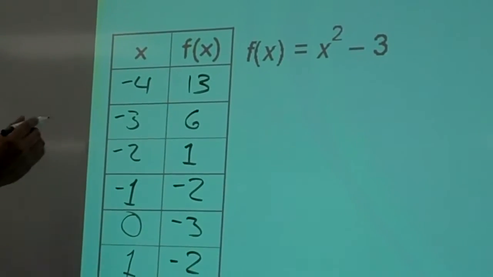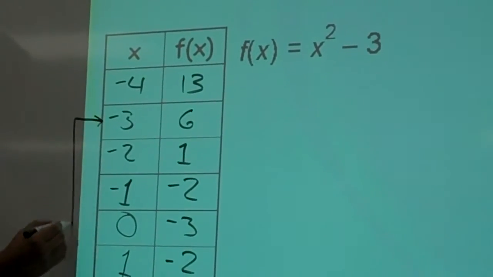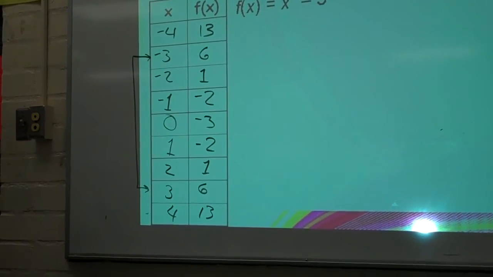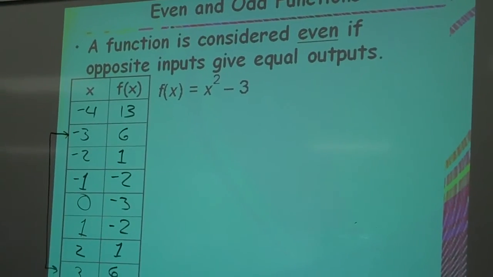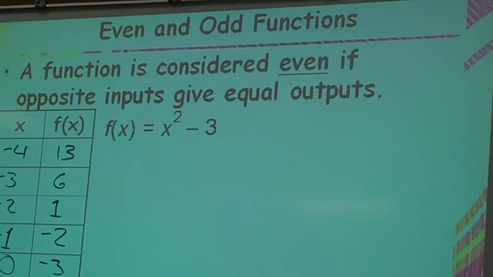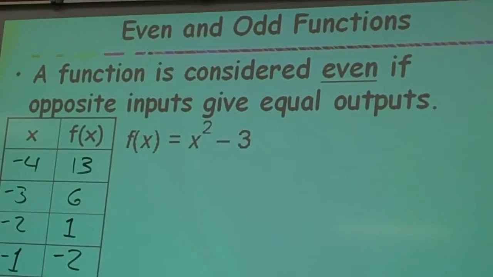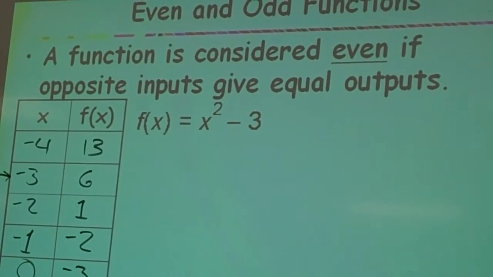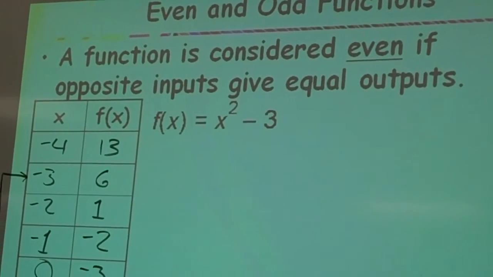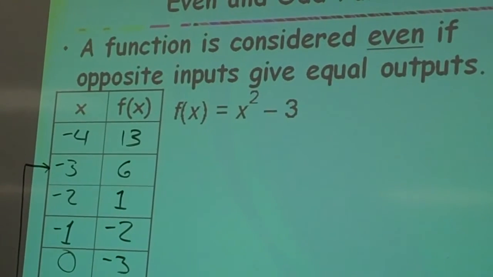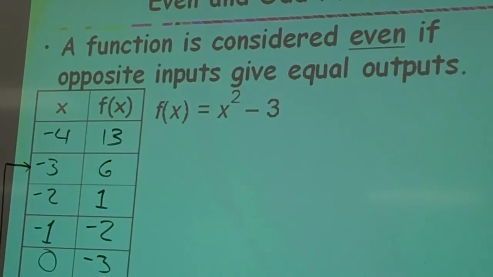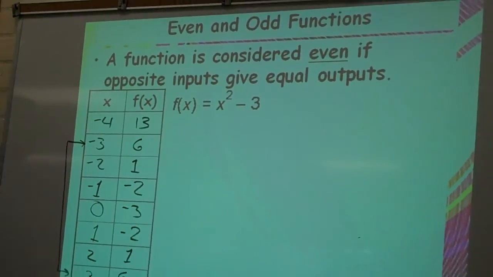When you have a function where two opposite input values give you the same output value, we call that an even function. If two opposite input values give you equal output values, then the function is considered even, as long as the function does that for every single pair of opposite input values.